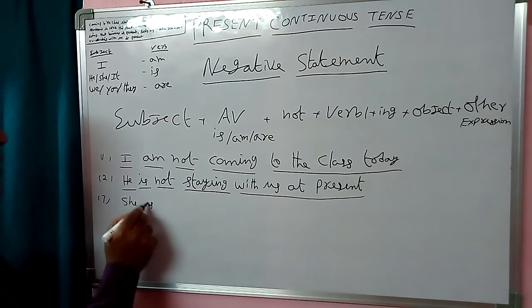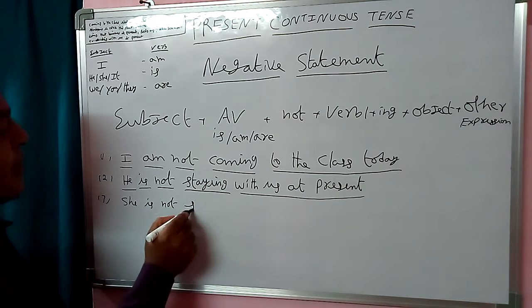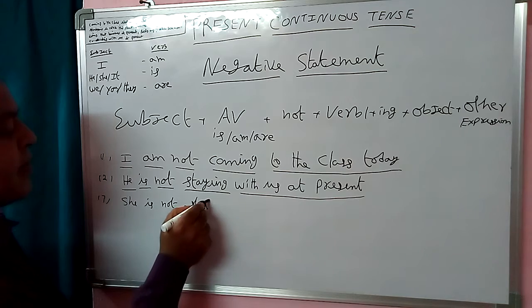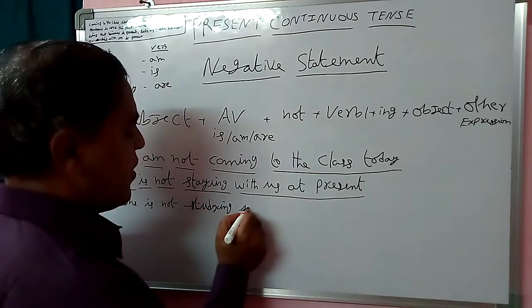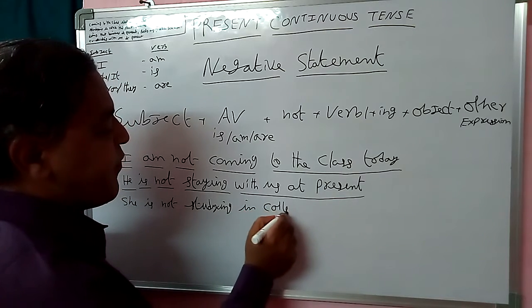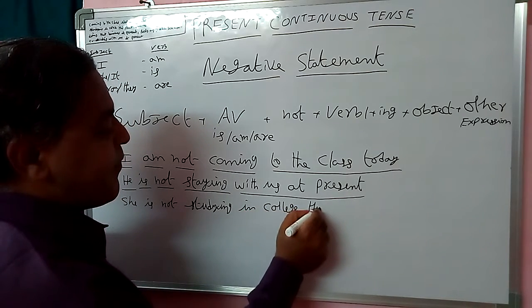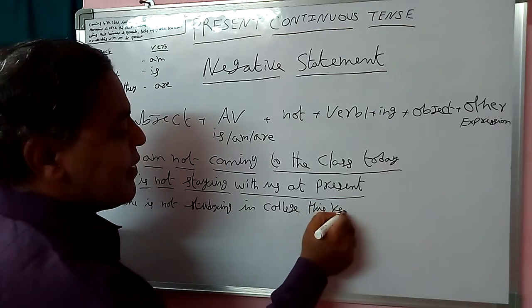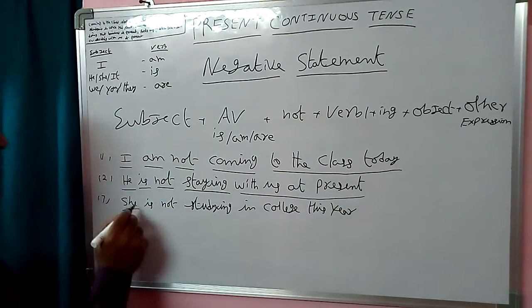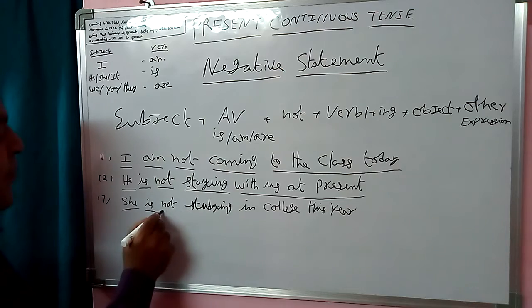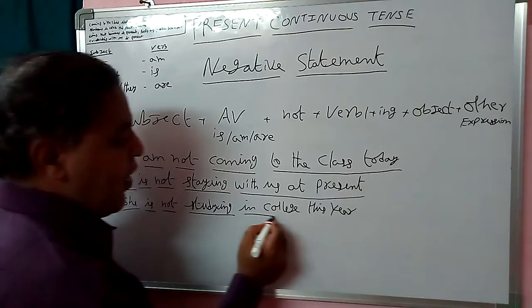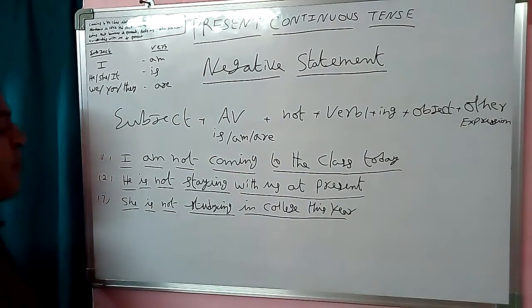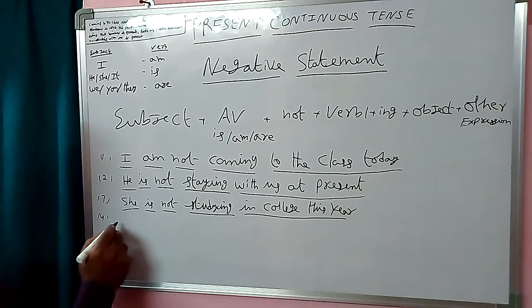She is not studying in college this year. She, subject, is, auxiliary verb, not, studying, verb 1 plus ing, in college this year, object and other expression. She is not studying in college this year.